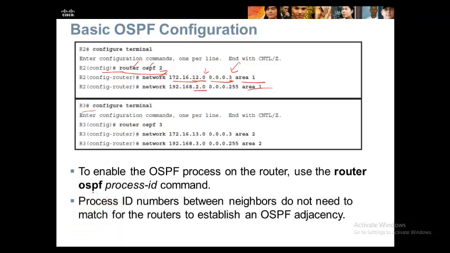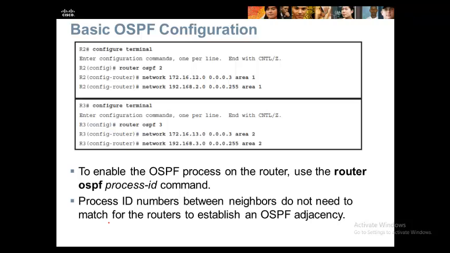Okay, now to enable the OSPF process on a router, we need to put the process ID. That is mandatory. And this process ID can be a different number in different routers. See, the process ID between the neighbors does not need to match for the routers to establish their OSPF adjacencies. They don't need to match.